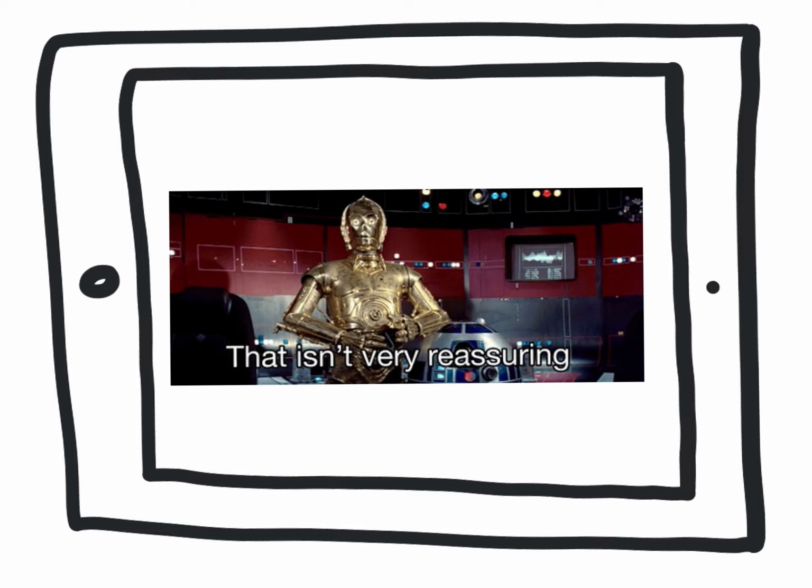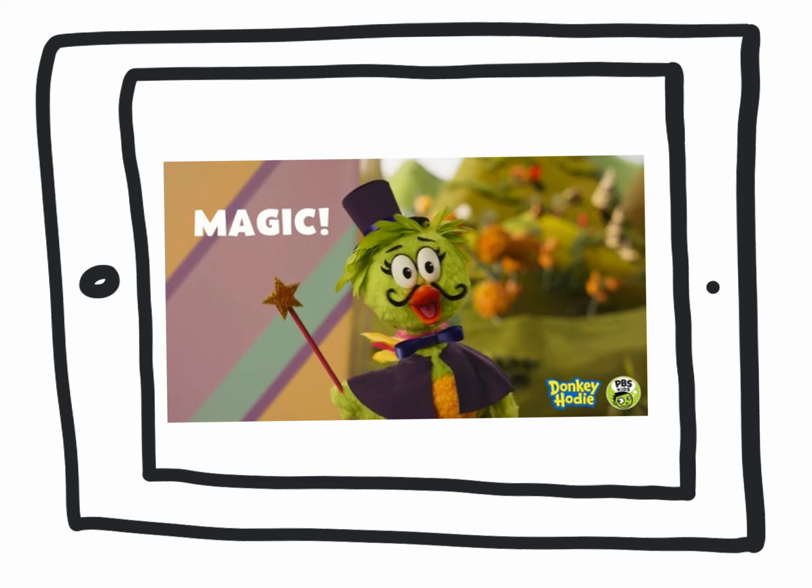Hello, fifth graders. I have a situation. I have a huge magic show coming up, and I need your help. I have a brand new illusion that I want to try, but it involves a cloth. Here, let me show you. It's actually a red cloth.